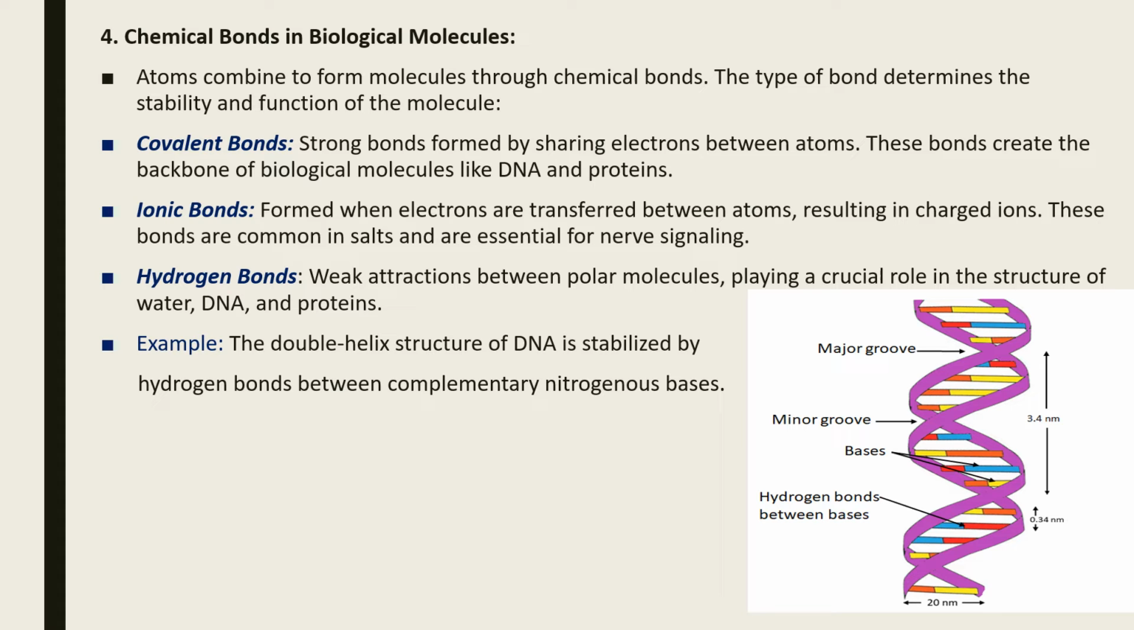Chemical bonds in biological molecules. As you know, atoms combine together to form chemical bonds. There are three types of bonds which very commonly happen. There are more, but these three are more common. The first one is the covalent bond. A covalent bond is sharing of electrons.